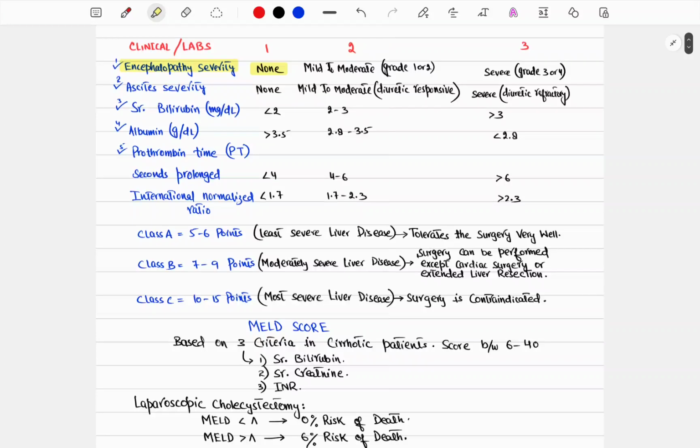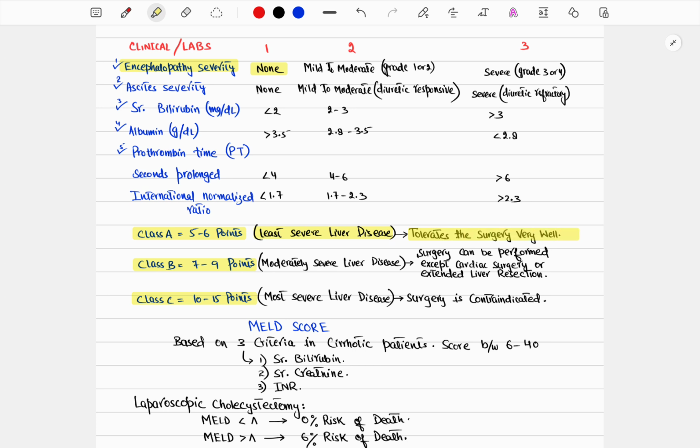First of all, we group patients based on how many points they get, and the severity of that class. Class A is 5 to 6 points. Class B is 7 to 9 points. Class C is 10 to 15 points. Class A is the least severe liver disease.